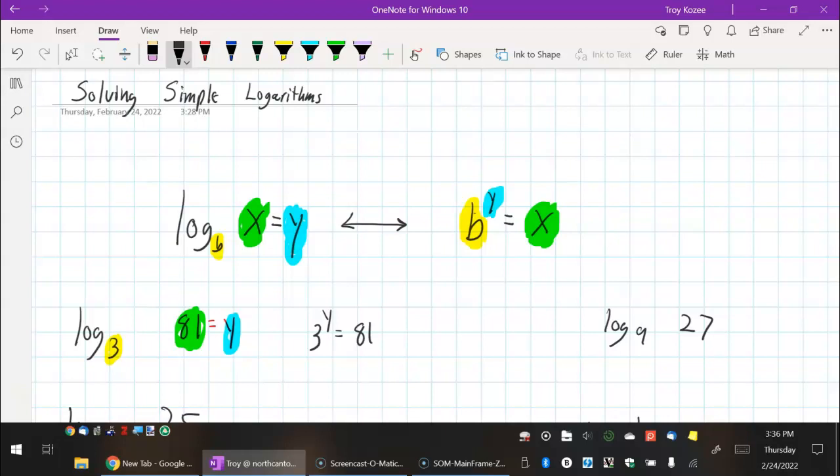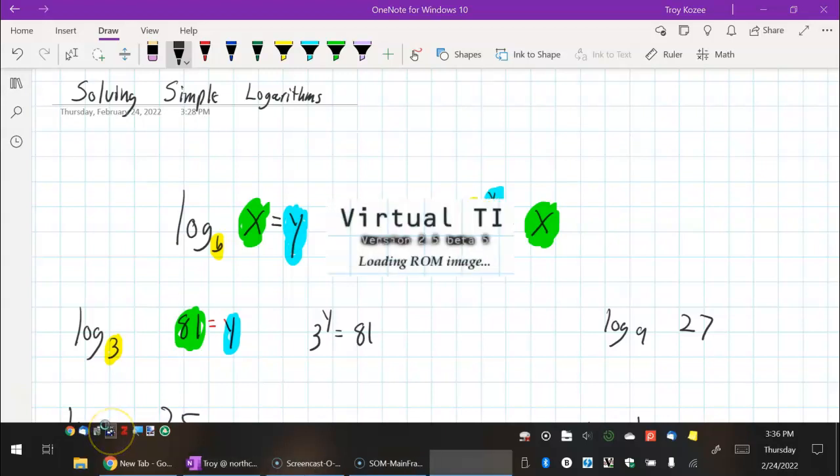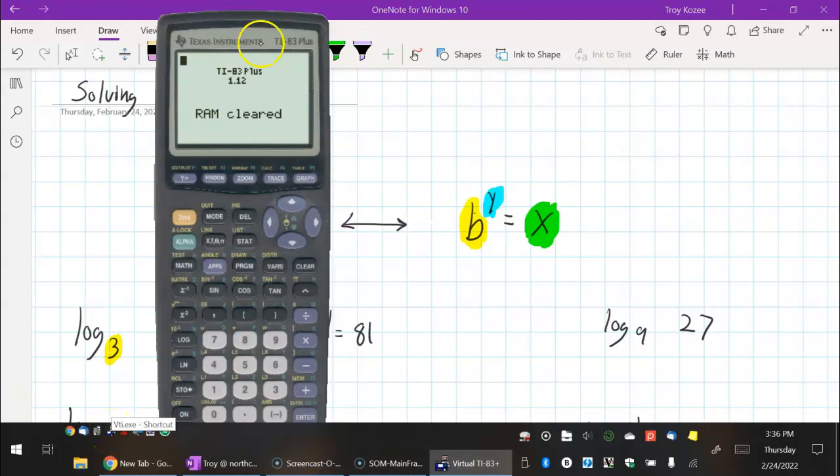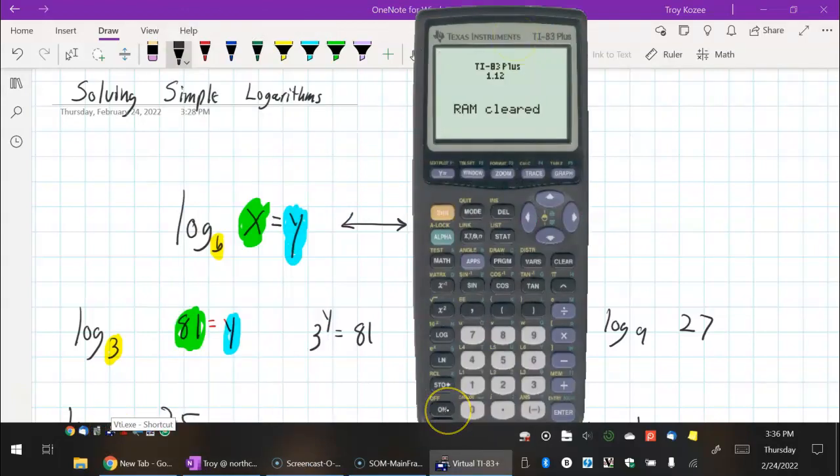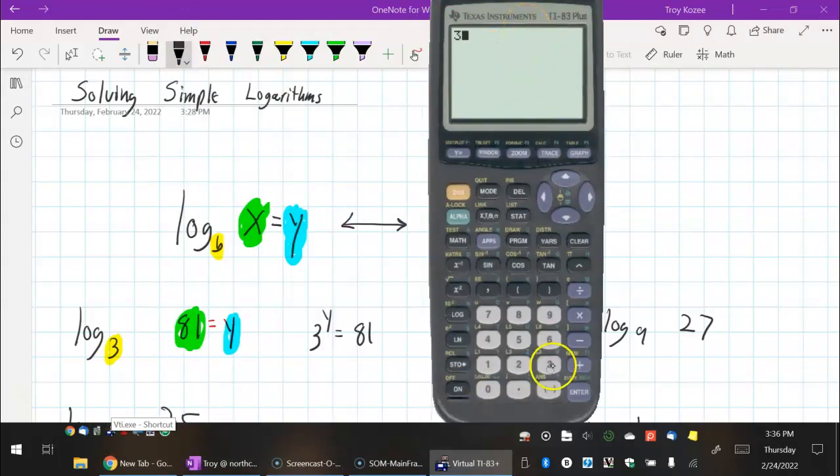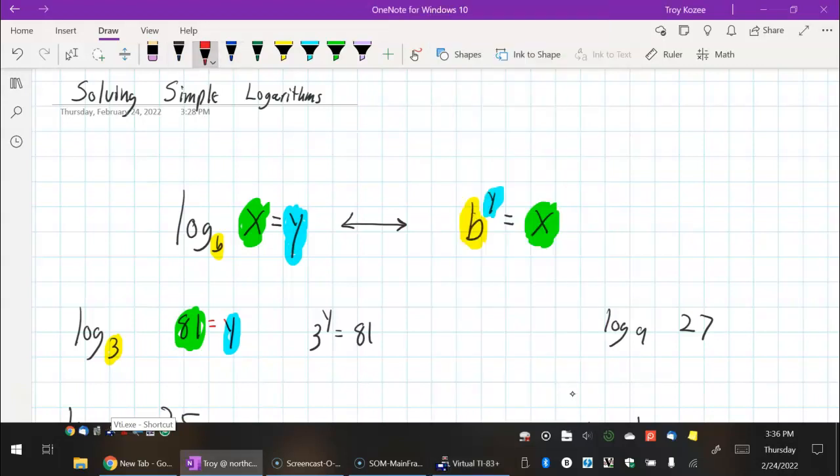Maybe I know this, maybe I don't. I really can't rewrite 3 to be any smaller, so if I don't know what the answer is, I'm just going to take my calculator and multiply by 3. 3 times 3 is 9, times 3 is 27, times 3 is 81. I multiplied 3 with itself 4 times, so my answer is 4. The log base 3 of 81 is 4.